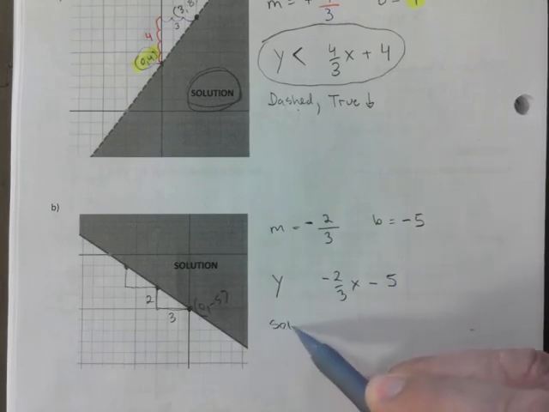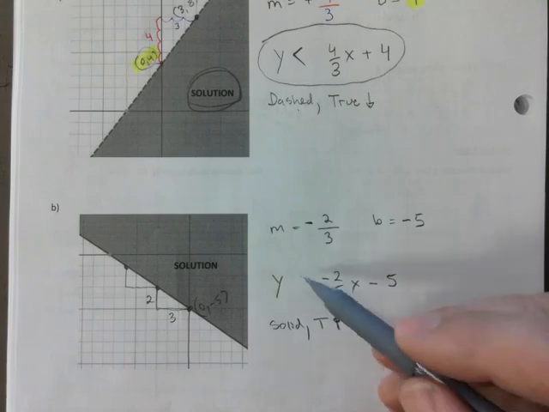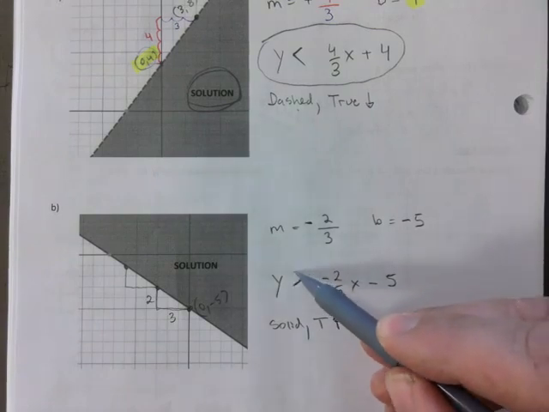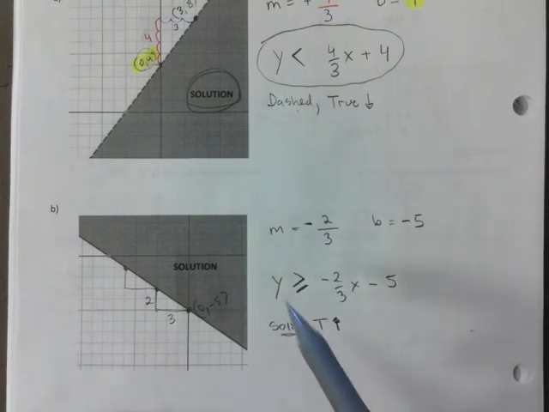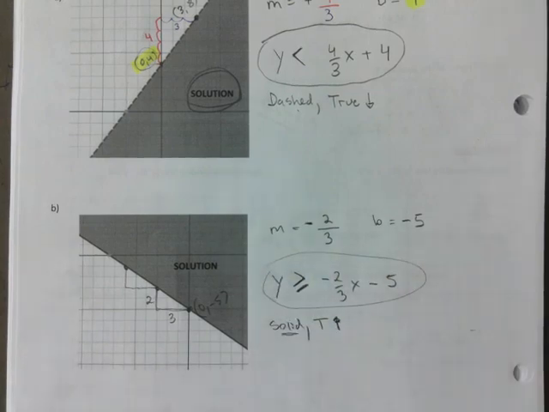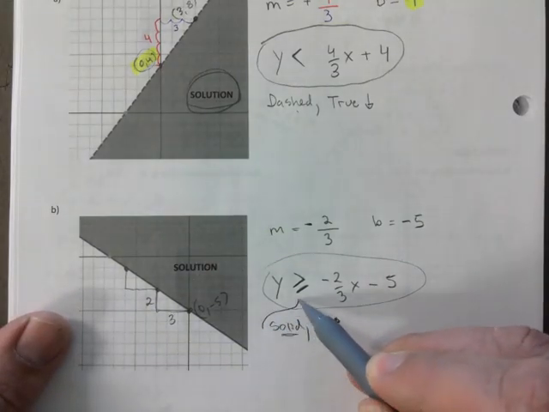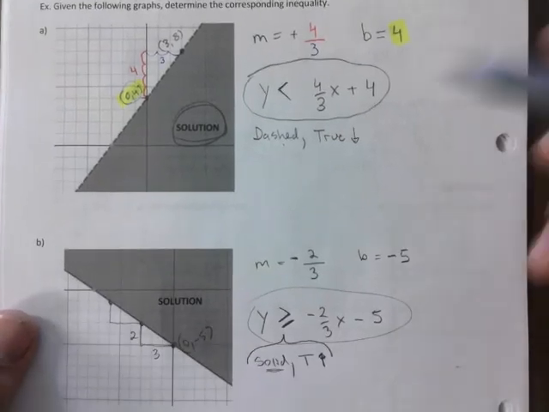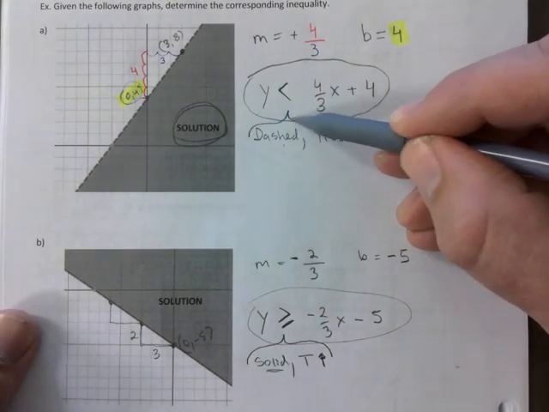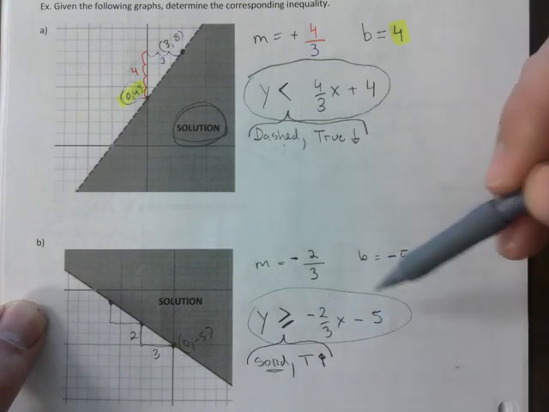And it's solid, and the true region is above. Okay. So I'm going to go greater than, and because it's solid, I'm going to have the equal sign as well. So this is what the inequality should look like. So solid and true, like this, is exclusively for your inequality. Same over here. Earlier I had dashed and true. That is exclusively to come up with that inequality. Everything else is just basically from the line.